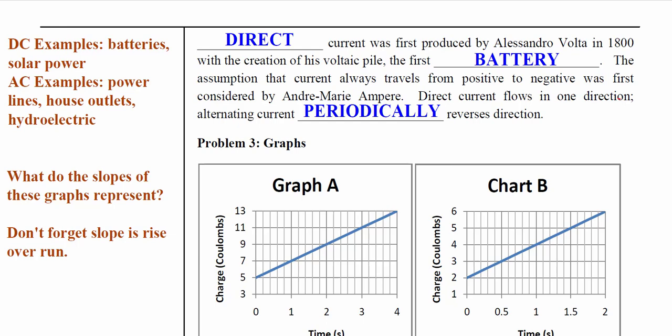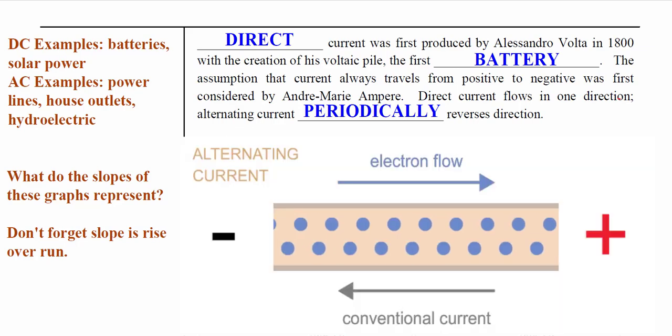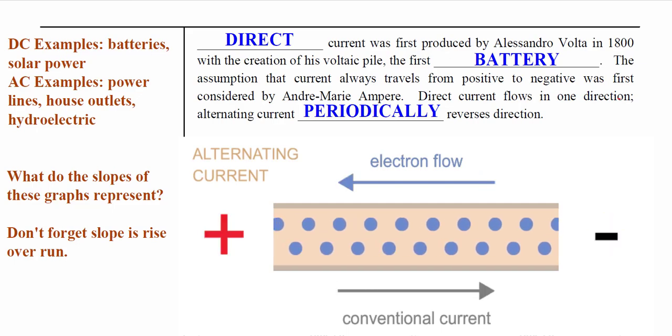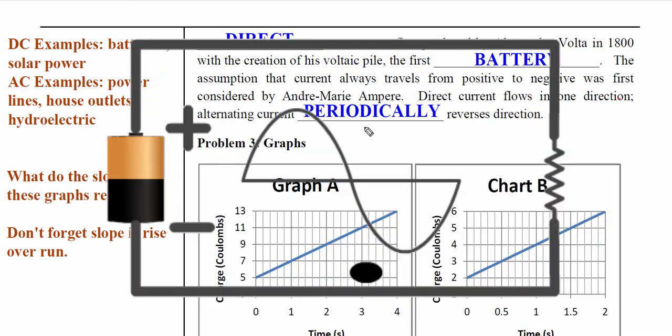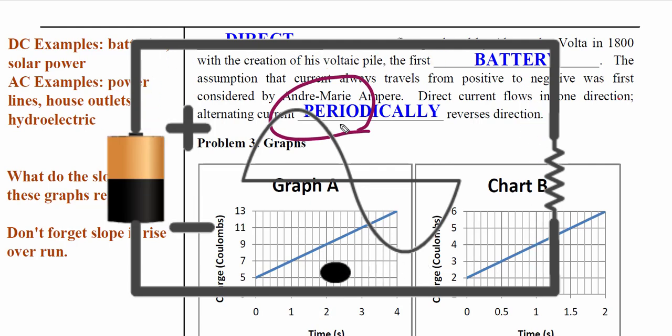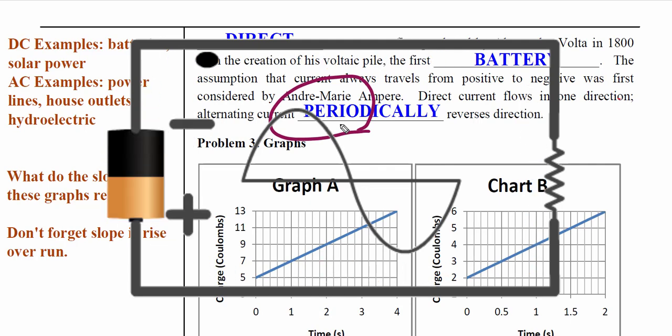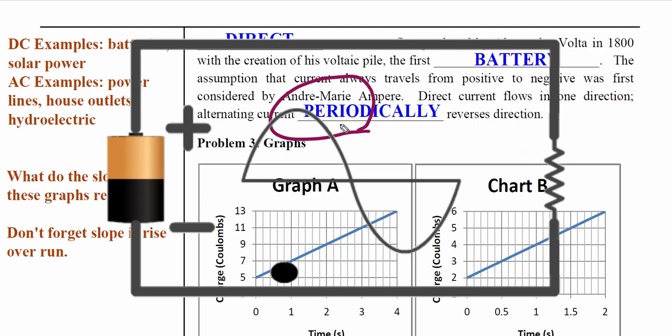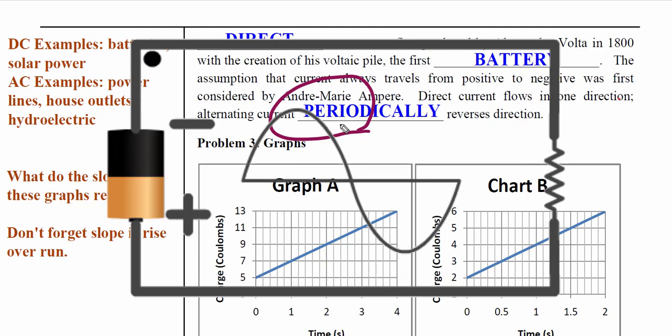Direct current flows in one direction. We're going to assume that it goes from positive to negative. Alternating current periodically reverses direction. So there is a reversal, and the important word here is period. A period, in nature and in math and in science, is where we have a cycle that repeats itself.